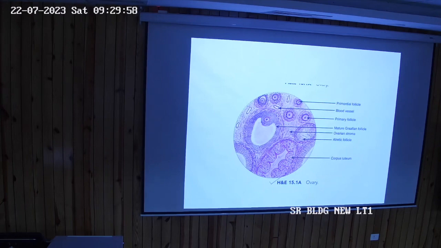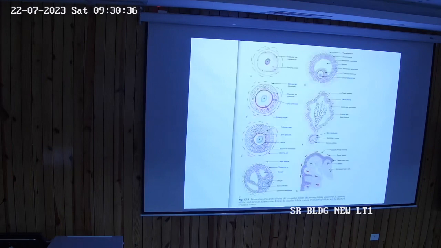Look here. I am telling you that lutein cells are of two types: lutein cells present in the granulosa and lutein cells present in the thicker parts. They secrete different hormones. The granulosa lutein cells secrete progesterone, and the lutein cells present in the theca interna part produce the hormone estrogen. The theca externa part disappears. That is all about the theory part or the gross part.